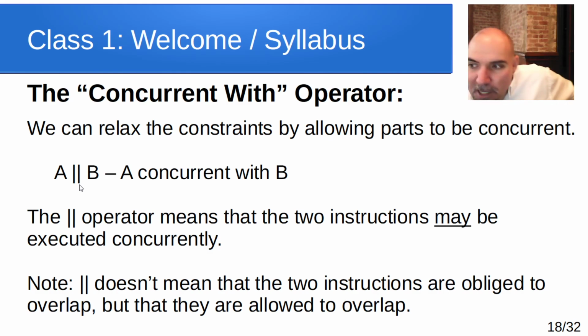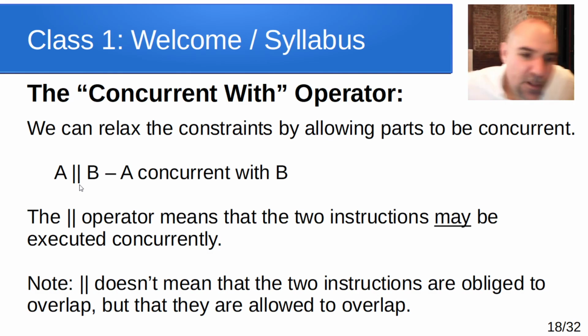So that concurrency operator there, the way I would read this statement here is A concurrent with B. Now the concurrency operator means that those two instructions, or these two things on opposite sides of the concurrency double bar, may be executed concurrently. Note that doesn't mean they're obliged to overlap or have to run at the same time, but it means they're allowed to overlap and it's okay for them to do that.